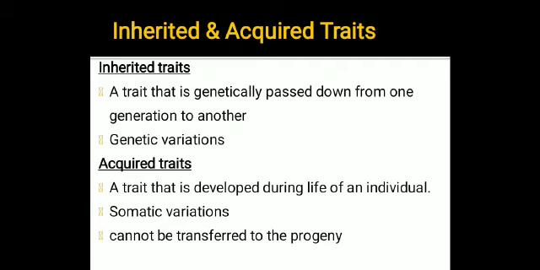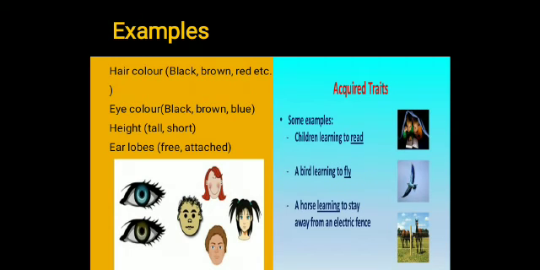Inherited characters are passed from the parents, and acquired characters we get from the environment. The characters or traits we get from the environment or during our lifestyle are called acquired traits. Some examples of inherited traits: hair color, which looks like that of the parents. Or eye color, some have blue eyes, some have green eyes, black, brown, blue. These are all things we get from the parents.